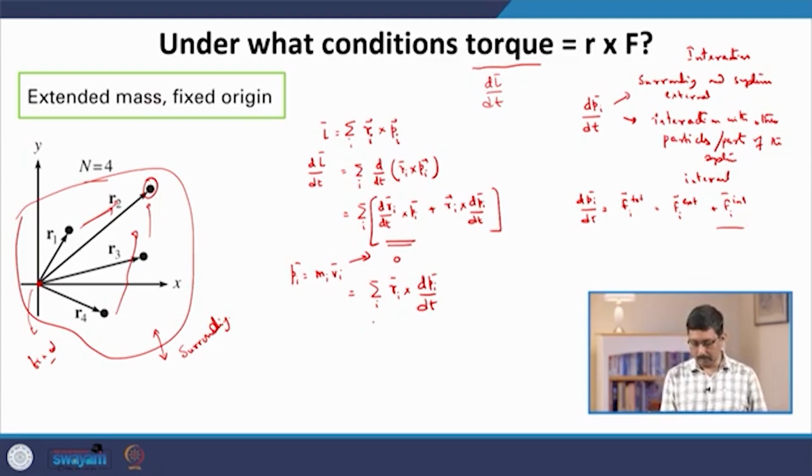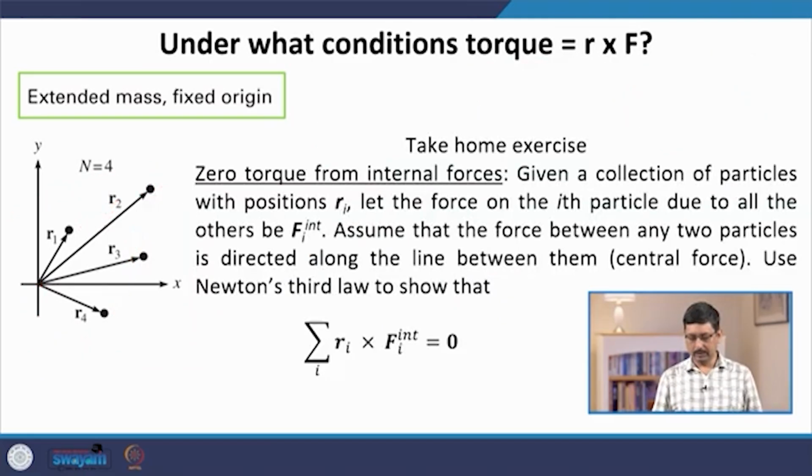So, we write it as the sum over i of r_i cross F_i external, plus the sum over i of r_i cross F_i internal. Now, here is a take-home exercise: in this situation, where F_i internal is the force due to all other particles, show that this term vanishes.